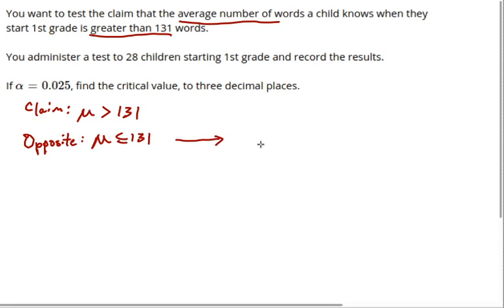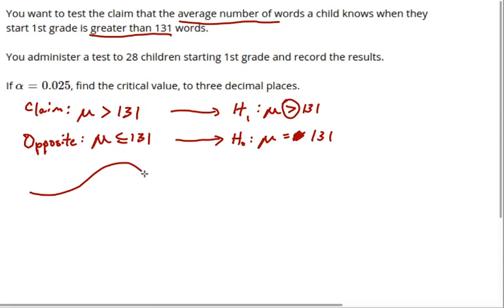The equal to tells me this is going to be my null hypothesis. So I'm going to change that to equals. So mean equals 131. And that means this claim is what corresponds to my alternative hypothesis. And the alternative hypothesis, that tells me this is a right tail test. The greater than tells me it's a right tail test.